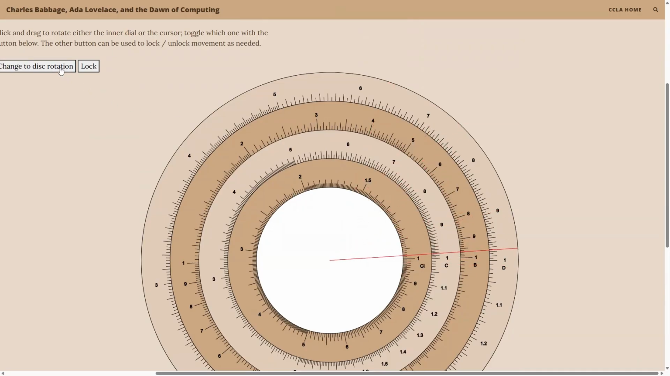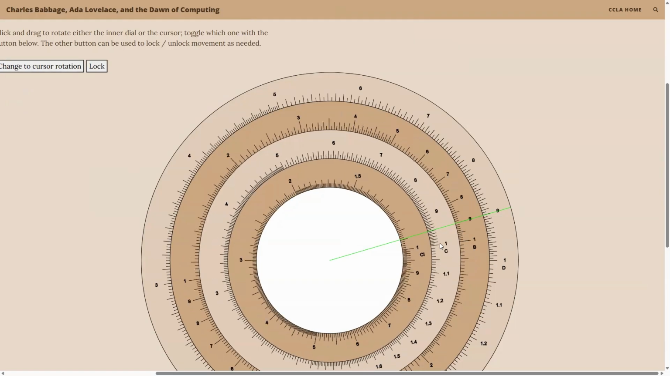So we're going to start with our multiplication of 9 times 6. So to multiply two numbers, I would put the cursor over 9 on the D scale. So I'm going to move it to here. There's my 9. Then, while holding the cursor steady, which in this case I'll change to disk rotation, I'm going to rotate the inner circle until the 1 on the C scale, which is right here, is underneath the cursor.